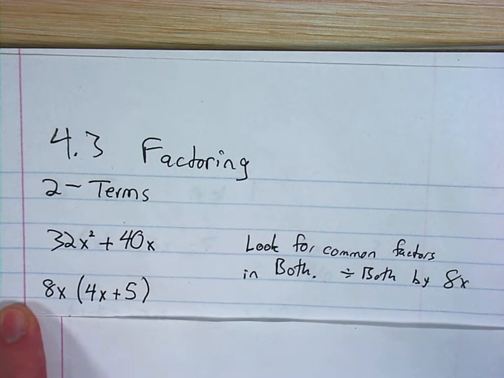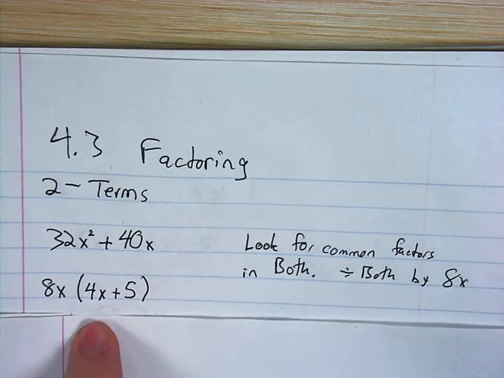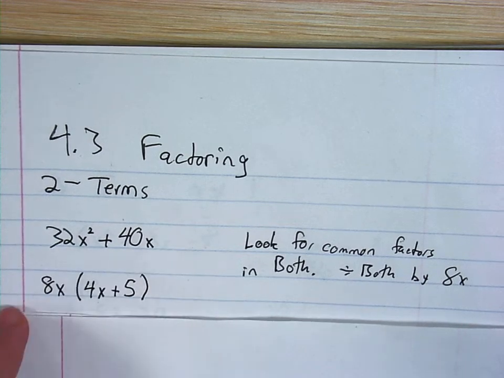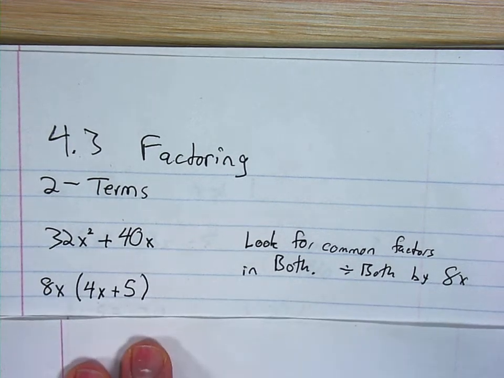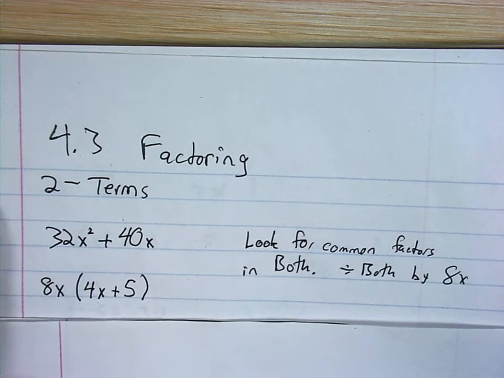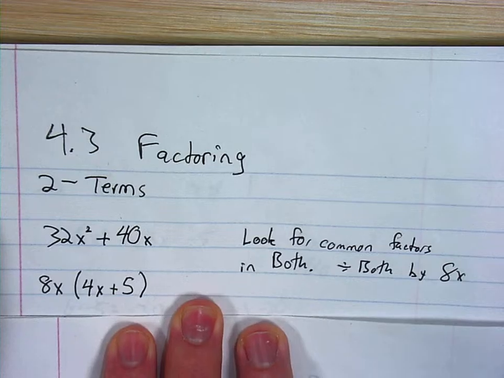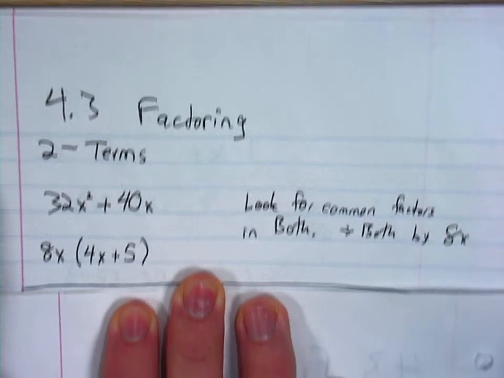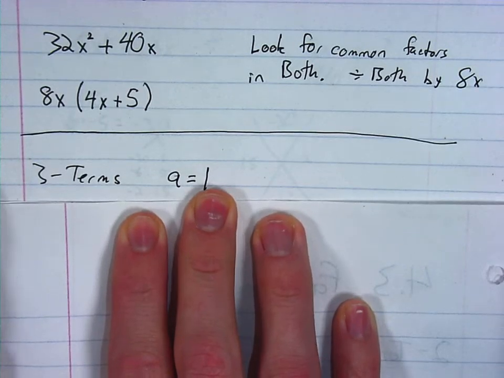So we're kind of reversing the distributive property. If I wanted to go forward, 8x times 4x is going to be 32x squared. 8x times 5, 40x. It's the same thing. So we only have two things. First thing you want to do is look for things that are in common in both. Okay? Three things, three terms, where our a value is 1.